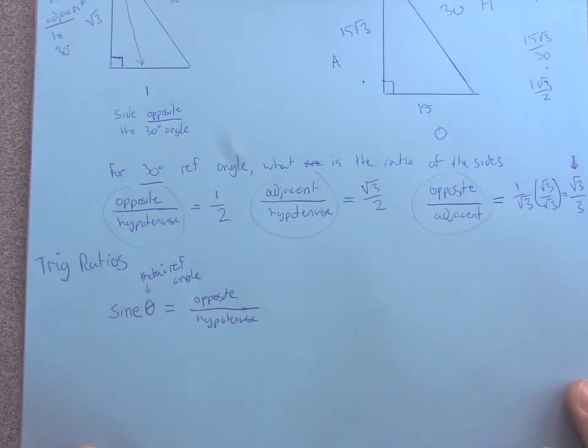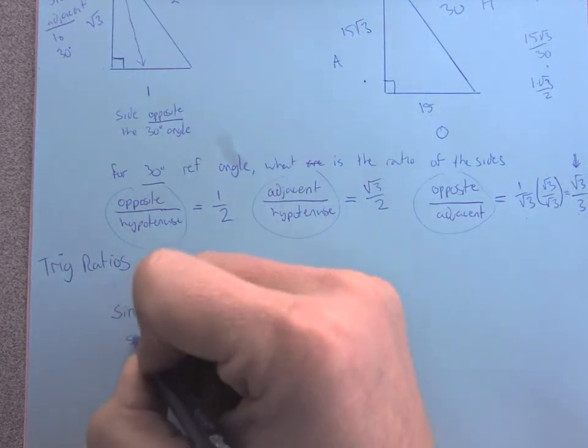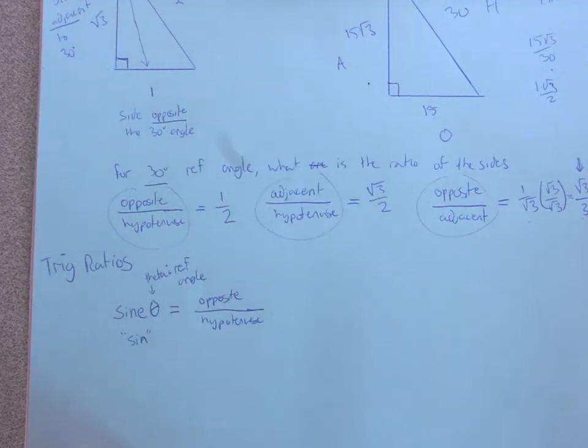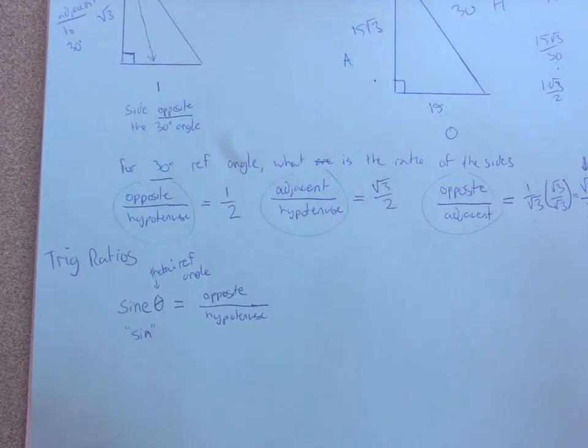Okay? On your calculator, you're going to see a key that says sin. It's actually not pronounced sin, it's short for sine, so you pronounce that sine. And it's that trig ratio.